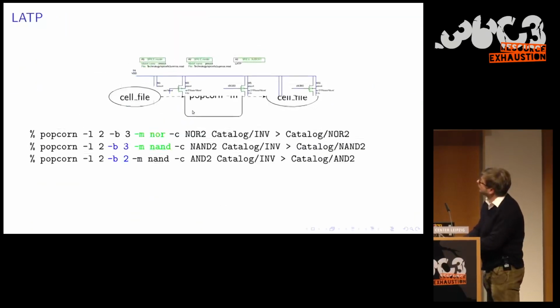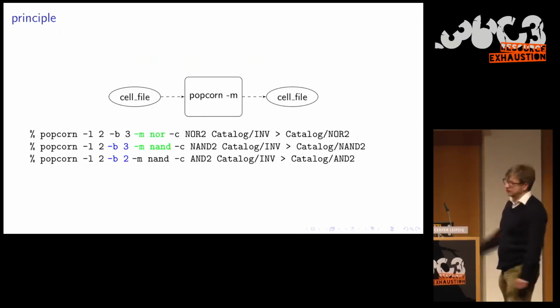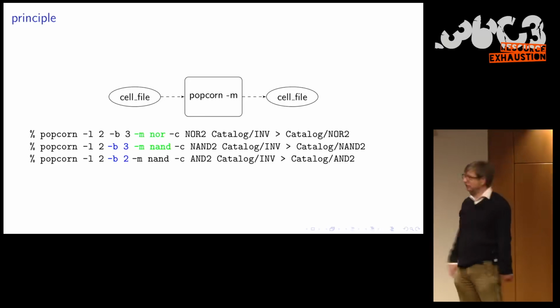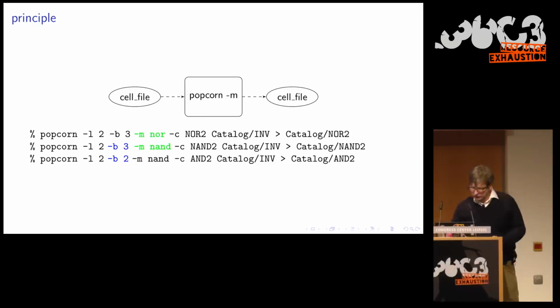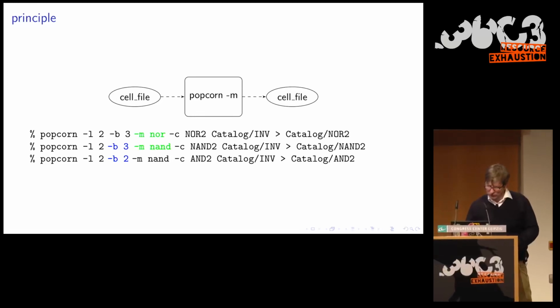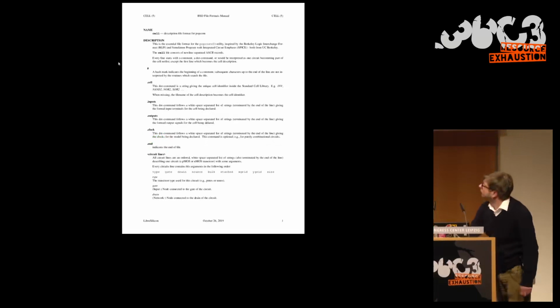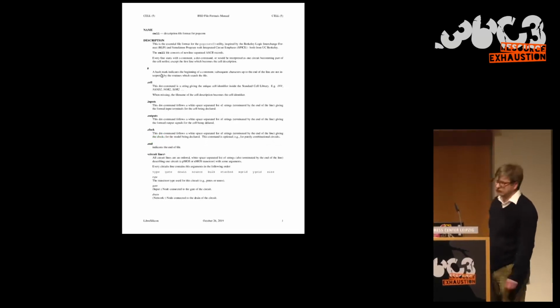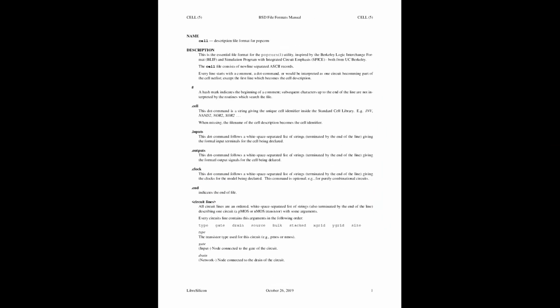Let's continue here on the presentation. So the principle, as I said, with this tool: I take a cell description file, I feed it to the tool, and I get some other cell file, an extended cell file. I'm just looking for such a cell description. So that's how they look. That's a description of this cell file format.